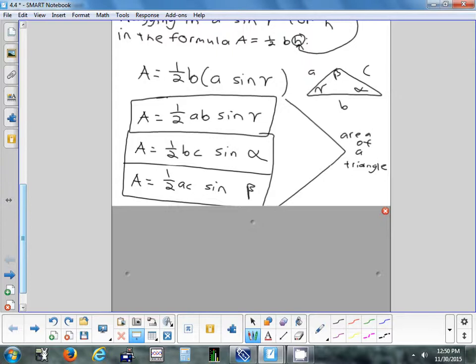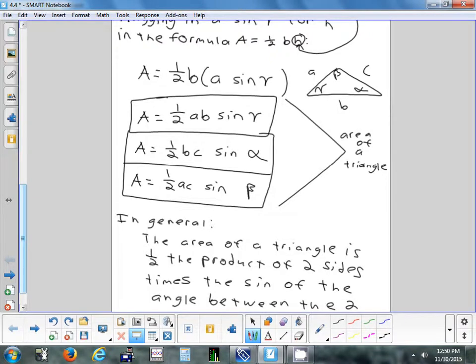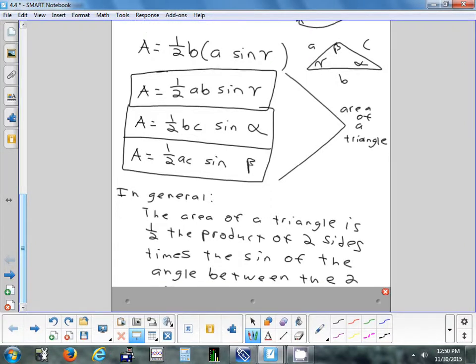So what I try to do is I don't memorize all three. Like, wait, is it the BC with alpha or is it the A and the B with the gamma? I just remember in general, the area of a triangle is half the product of two sides multiplied by the sine of the angle that's between them. That's it. If you can remember that, you don't even have to know what side A, B, and C are. Multiply two sides times 1/2 times the sine of the angle between them.